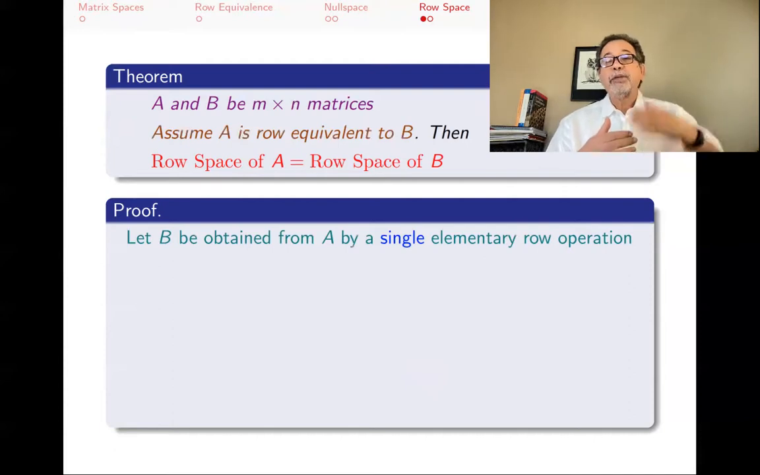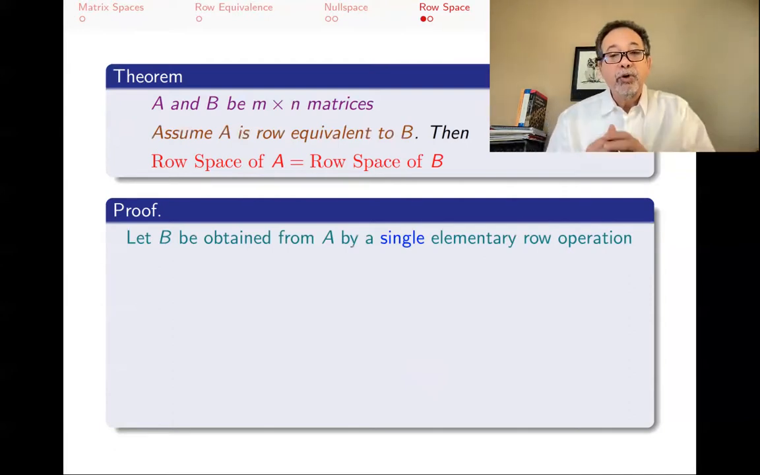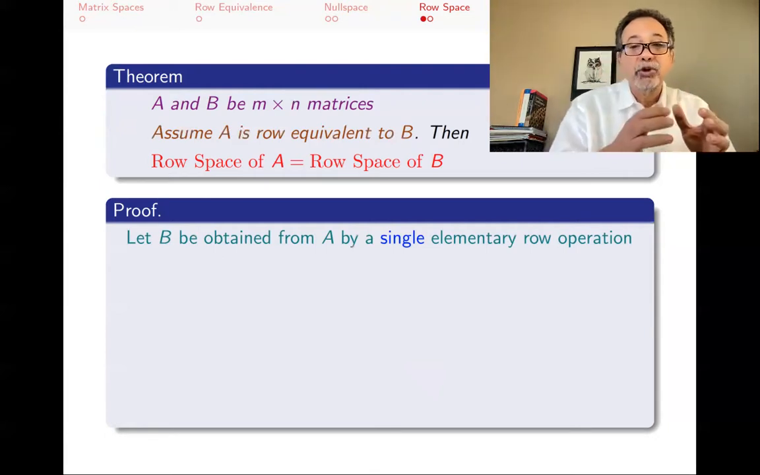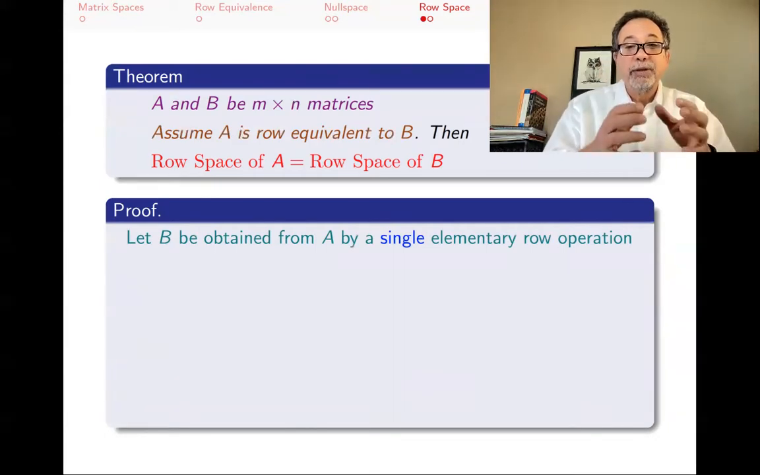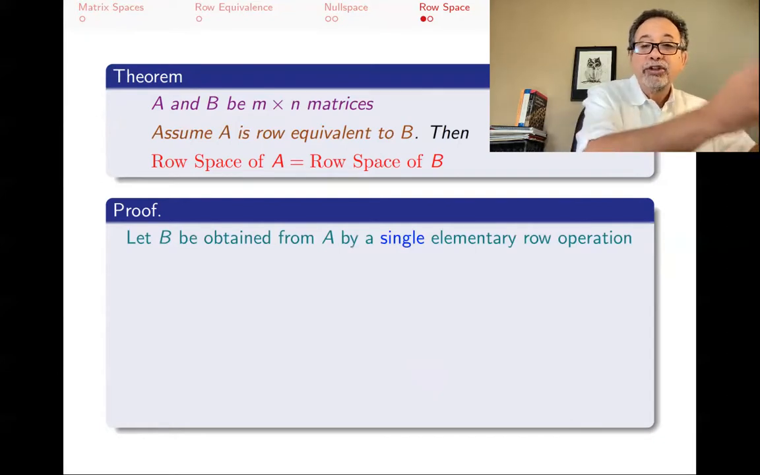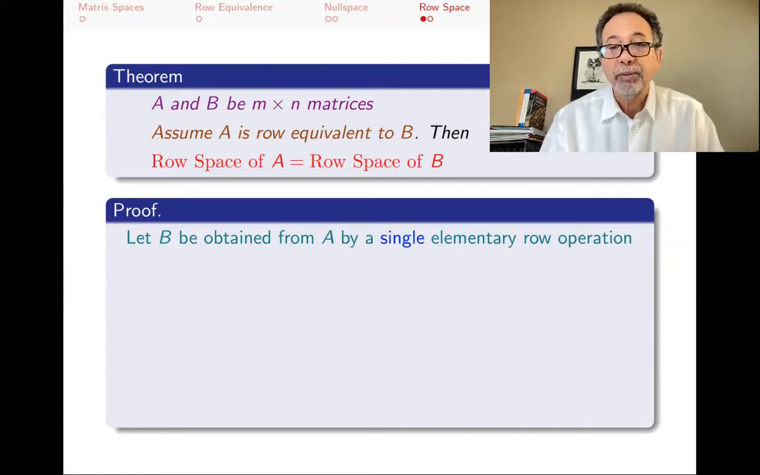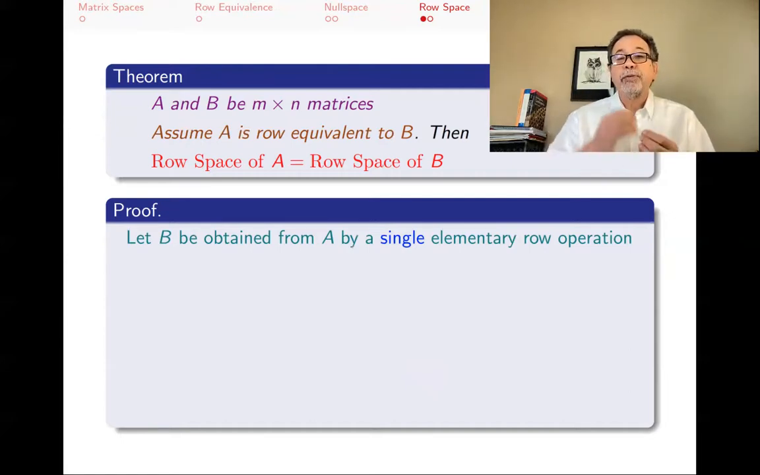Because if another matrix is gotten from A by ten elementary row operations, well, the row space of A is the same as the row space of the second one, and the row space of that one is the same as the row space of the third matrix along the way, and so forth, until we get to that final matrix. So it's enough to prove the theorem for the case where you get from A to B by one elementary row operation.